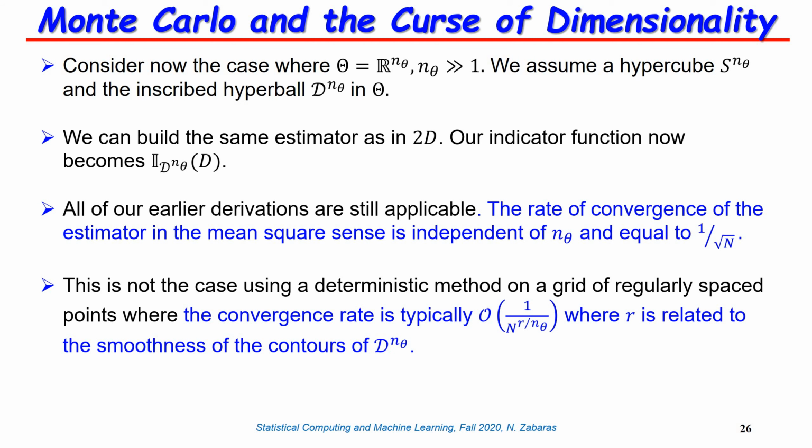So you can see that for a given n, the convergence of this deterministic approach for computing the volume of the hypersphere decreases with the dimensionality n_theta, and the Monte Carlo estimator does not change at all with n_theta. It is independent of n_theta, and the order of convergence is 1 over square root of n. So let's see this in practice, because we're talking about this hypersphere and hypercube.